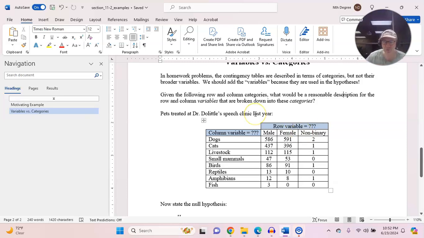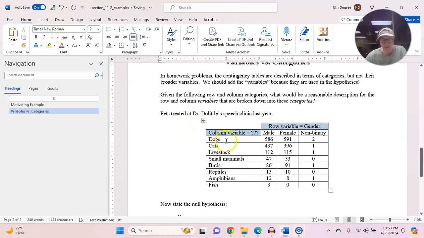So I hope that these should be kind of self-evident. So, for instance, we have 3 categories represented by columns. Some of the pets are male, some are female, and some are non-binary. Male, female, and non-binary are all examples of what? Variable. So we might say something like gender, right?